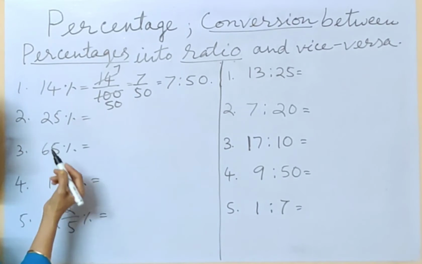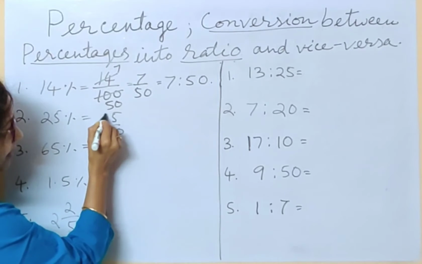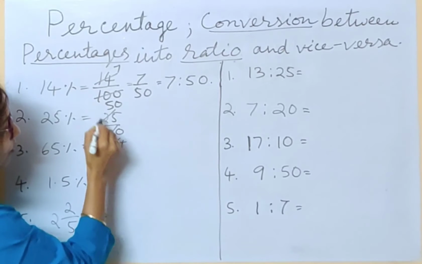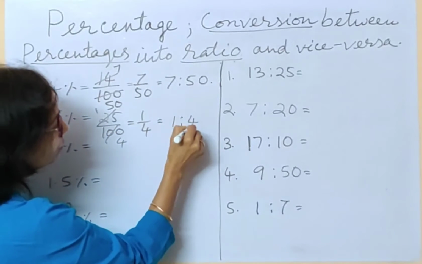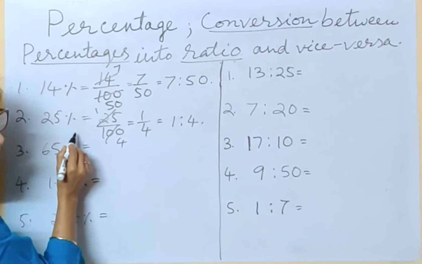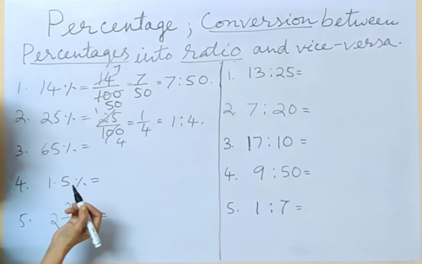Now next question, 25%. So 25% is 25 by 100 and 25 4 times goes to 100. So 1 by 4. So 1 is to 4. So 25%, how do we write in a ratio? 1 is to 4. 25%.